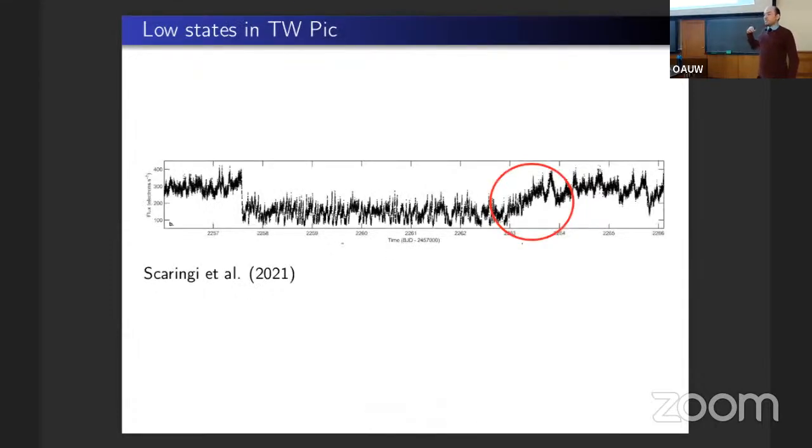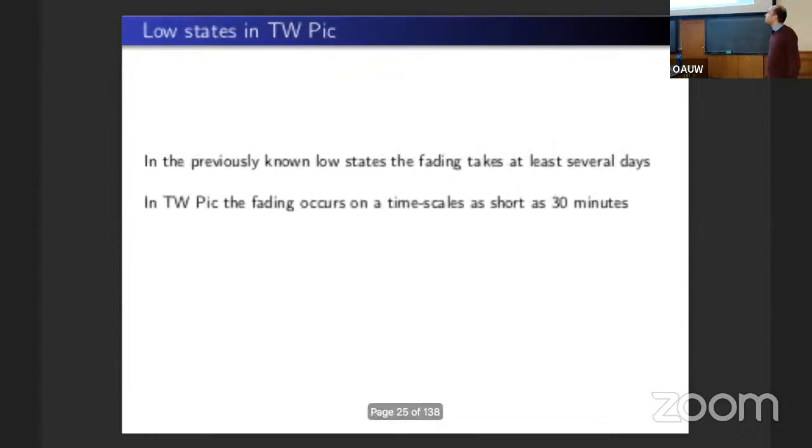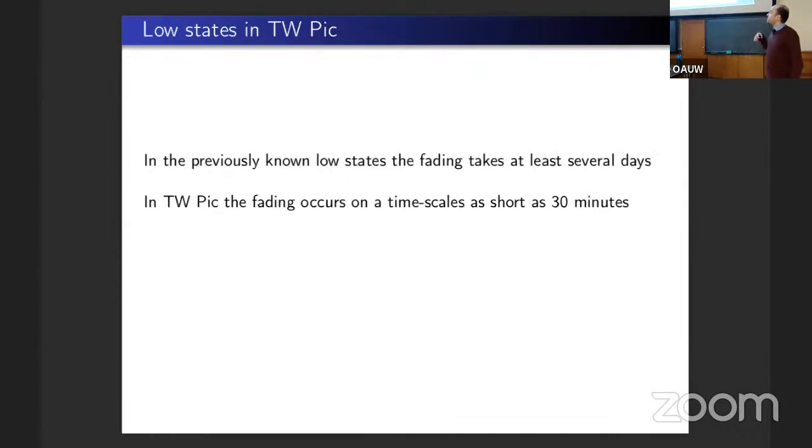And the change from the low state to the bright state took longer, 1 day, more or less. So it was much longer, but still much shorter than all other low states in other cataclysmic variables. So to reiterate, in previously known systems, the transition was very long, at least 10 days. In TW Pic, it's very fast, on the order of 30 minutes.